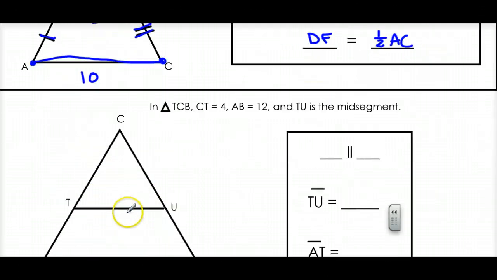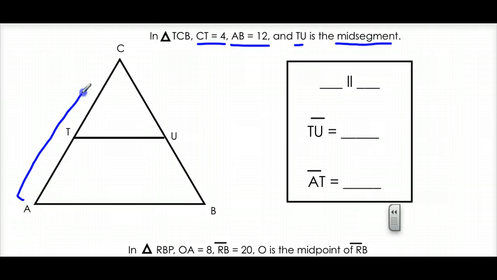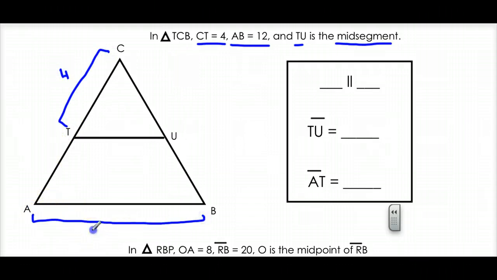Alright, let's see if we can use this theorem to solve some problems. So in the first one, in triangle TCB, we know CT is equal to 4, and AB is equal to 12, and TU is the midsegment. We're given a lot of information here, so we should probably fill it in. CT is equal to 4. AB is equal to 12. And TU is our midsegment.